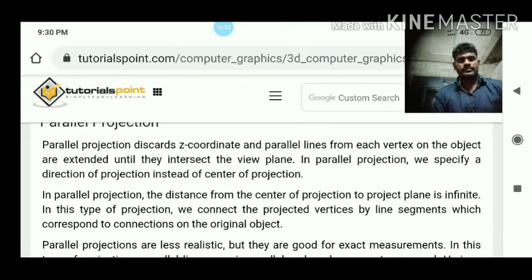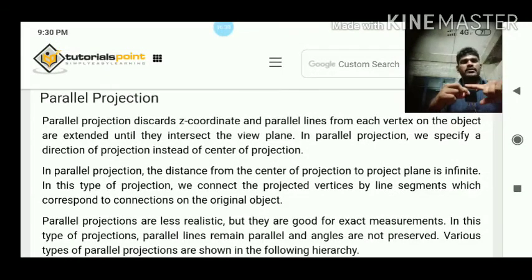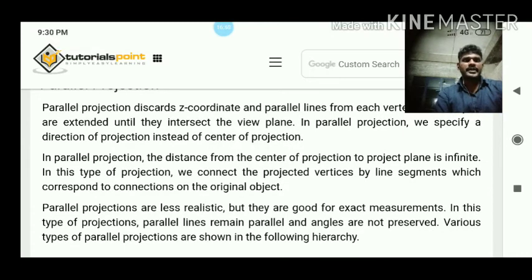Now listen. Both lines extend until they intersect with the plane. The plane is nothing but a screen. In parallel projection, we specify the direction of projection instead of the center of projection. So the direction is not going to meet at a center. Parallel means similar, so they will not meet together. Parallel lines are never going to meet together.